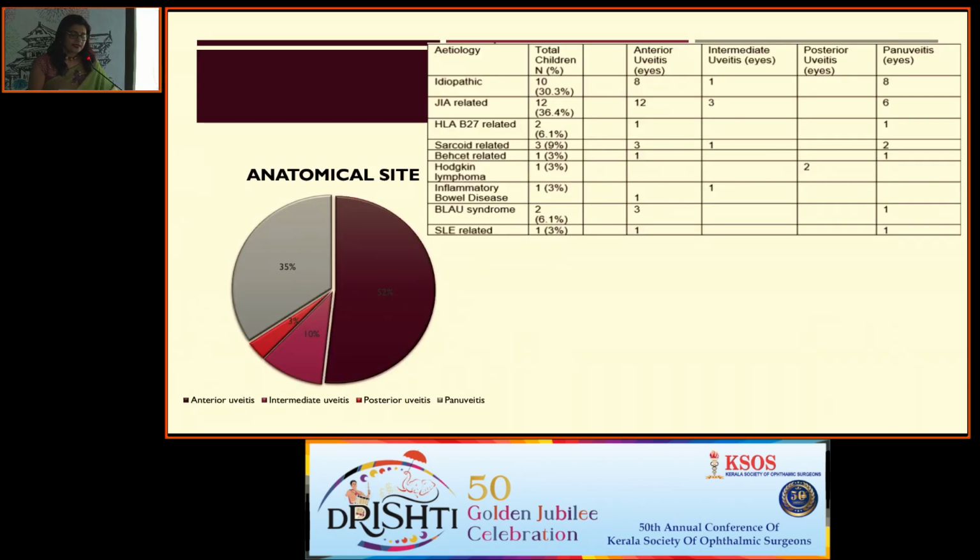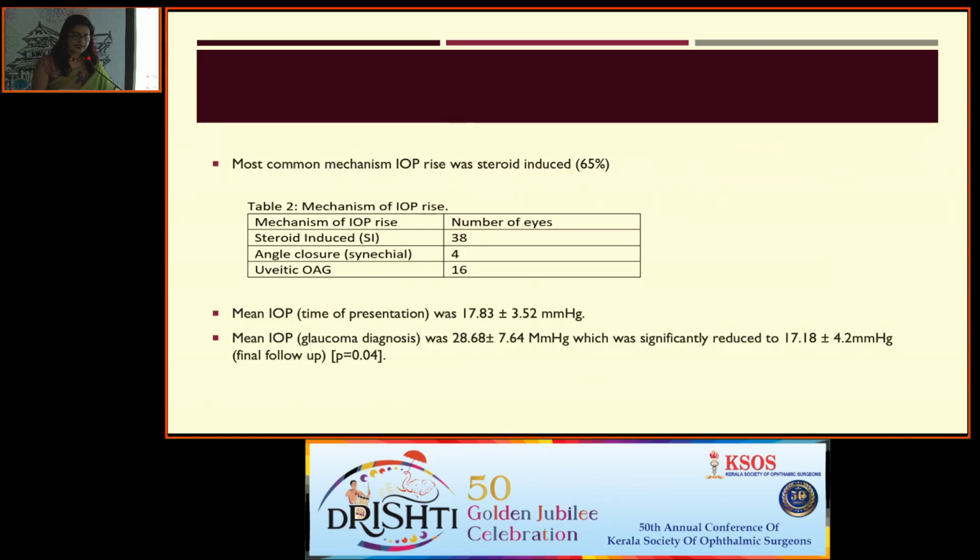Anterior uveitis was the most common anatomical site, followed by panuveitis, and the commonest condition was juvenile idiopathic arthritis. The most common mechanism of IOP rise was steroid-induced, in 38 eyes, angle closure synechial in 4 eyes, and uveitic open-angle glaucoma in 16 eyes. The mean IOP at presentation was 17.83, and mean IOP at diagnosis was 28.68, which was significantly reduced during the follow-up period.